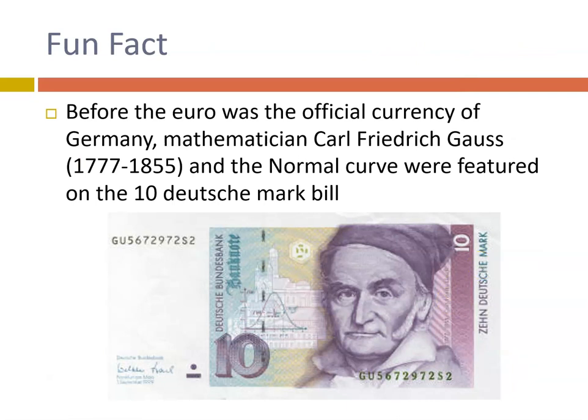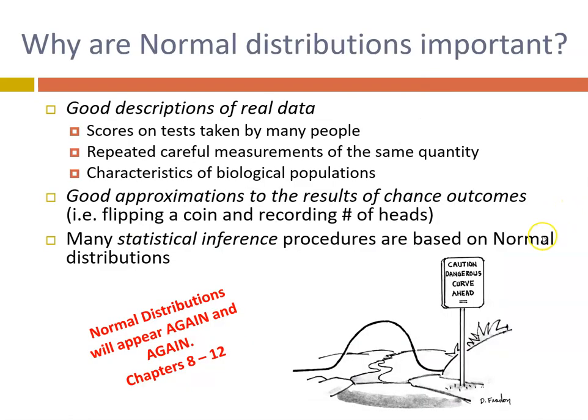Before the euro was the official currency of Germany, there was a mathematician who was known as being responsible for using the normal curve. He and a picture of the normal curve were featured on the 10 Deutsche Mark bill. I believe he used normal distributions when talking about errors that astronomers were making. But feel free to do a little bit more research on him. He's really interesting. So why are these so important?